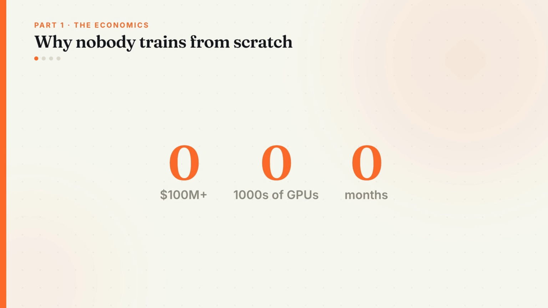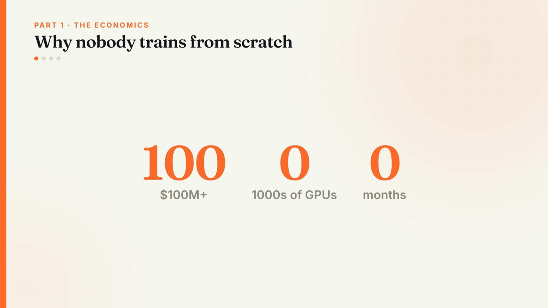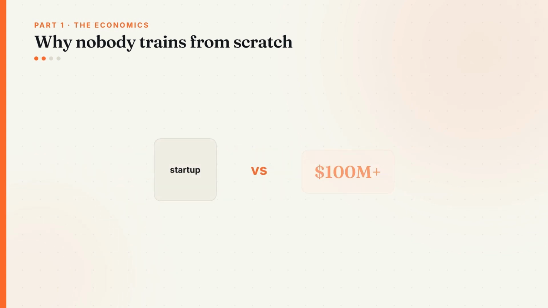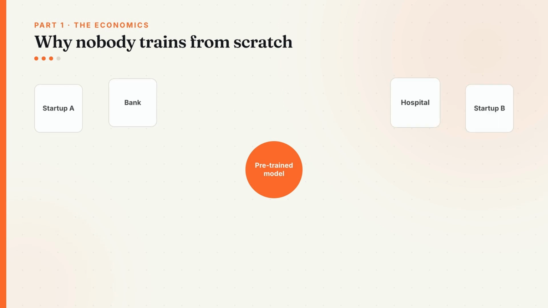Here's the part that actually explains the why. Remember the numbers from last episode? Training a frontier model, something like GPT-4 class, costs hundreds of millions of dollars. Thousands of GPUs, months of dedicated compute. Now ask yourself, if you are a startup building a customer support chatbot, does it make sense for you to spend hundreds of millions of dollars just to get a model that can hold a conversation? Of course not. And here's the thing, you don't have to. Someone already built that model. All that upfront cost was paid once, and now it's reusable by everyone.